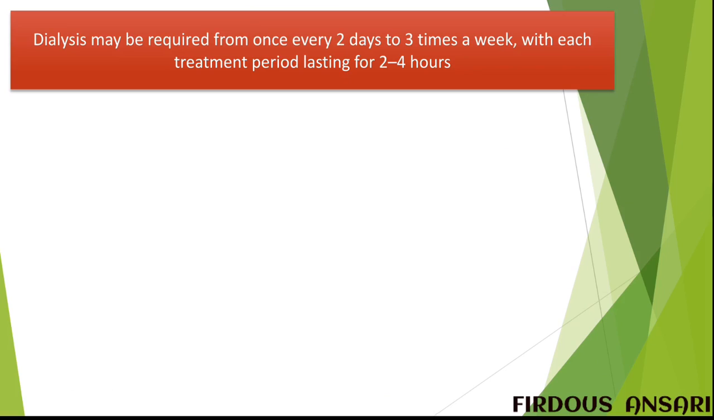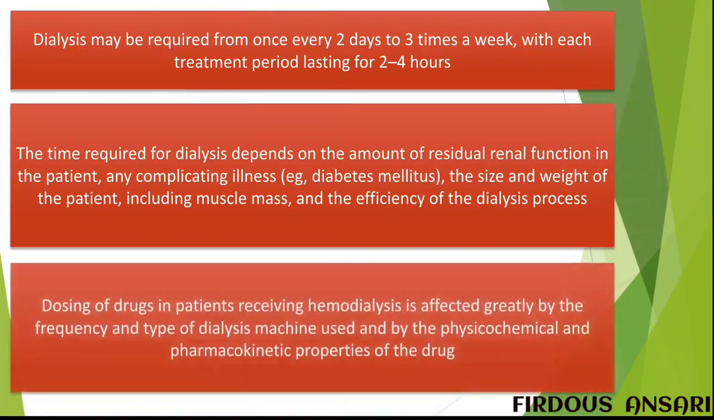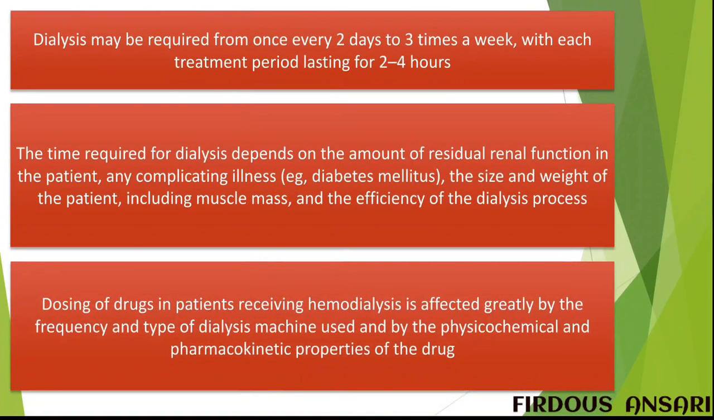Dialysis may be required from once every 2 days to 3 times a week, with each treatment lasting 2 to 4 hours. The time required for dialysis depends on the amount of residual renal function in the patient, any complicating illness like diabetes mellitus, the size and weight of the patient, including muscle mass, and the efficacy of the dialysis process. Dosing of drugs in patients receiving hemodialysis is affected greatly by the frequency and type of dialysis machine used and by the physicochemical and pharmacokinetic properties of the drug.